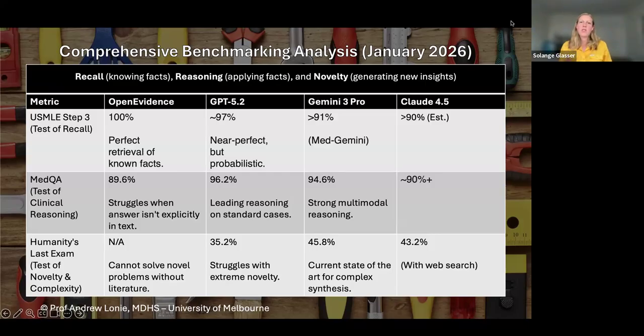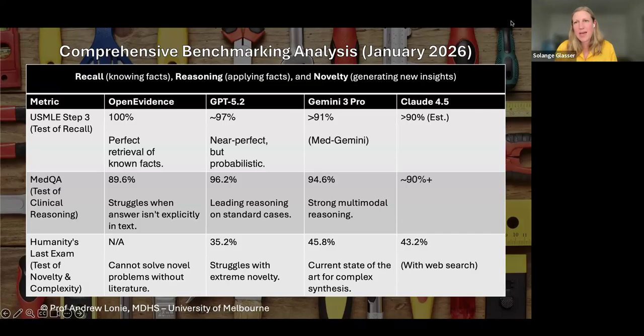Even Gemini 3, which is the current state of the art for complex synthesis, is still below 50%. That's what it's hitting on this test of novelty and complexity. So in terms of this reasoning, they sound really, really good. If you were to read the outputs from these tests, you might think to yourself, gosh, it's doing amazingly well. This sounds beautifully reasoned. But the reality is that they're not actually all that good.